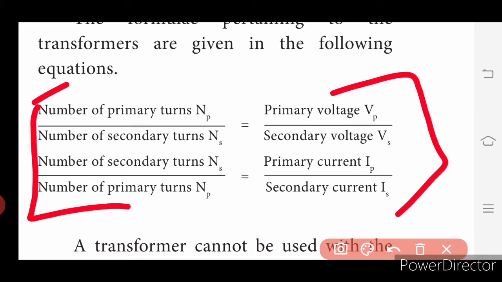Number of primary turns NP divided by NS, number of secondary turns, is equal to primary voltage VP divided by secondary voltage VS, which is equal to number of secondary turns NS divided by NP, and primary current IP is equal to secondary current IS. Yes, important formula.